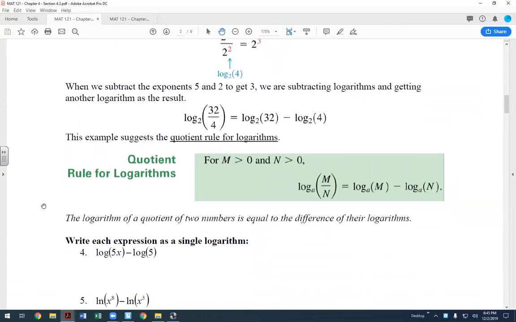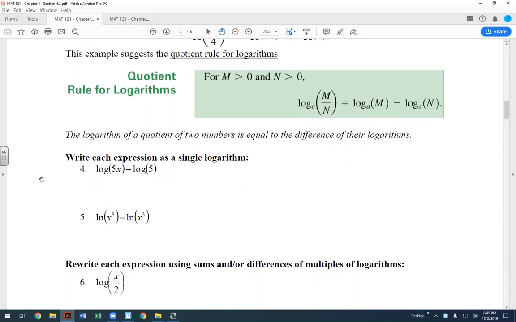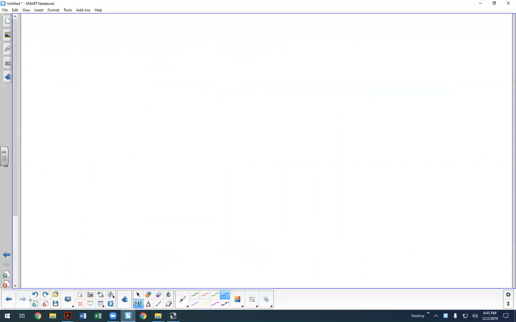So with quotient rule, the logarithm of a quotient of two numbers is equal to the difference of their logarithms. Same kind of examples here. This one is asking us to write it into single log, and this one is asking us to write it as multiples of logarithms. So let's take a look at example 4 here. Okay, so quotient rule for logarithms.